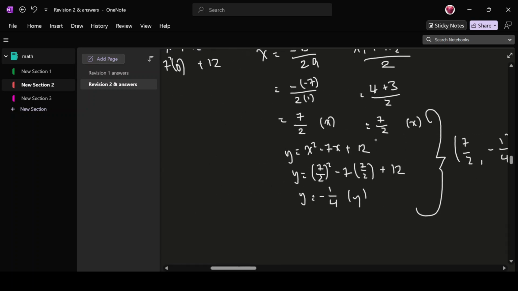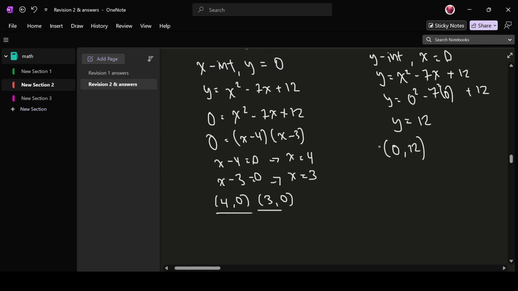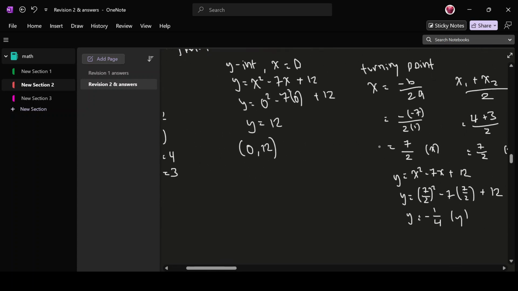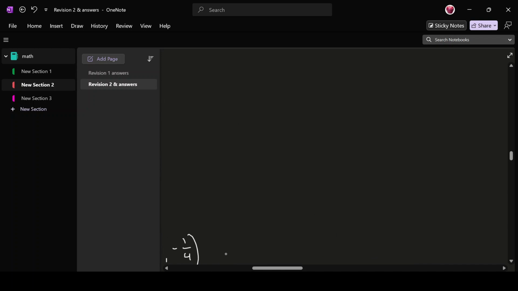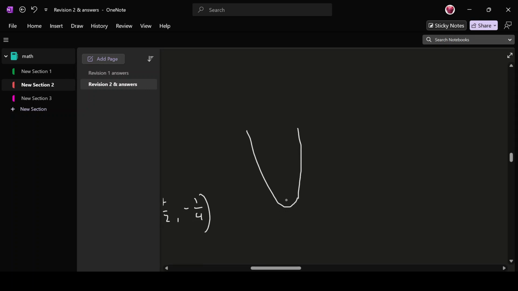Okay, now we have our turning point, we have our y-intercept, and we have our x-intercepts. We just plot them on a graph and connect the lines, and you'll end up with something like this. Miss wants you to complete it until it's at this level. So you just sketch it. It doesn't have to be perfect, but you have to make it in a U shape. You have to complete it. So yeah, there you go.